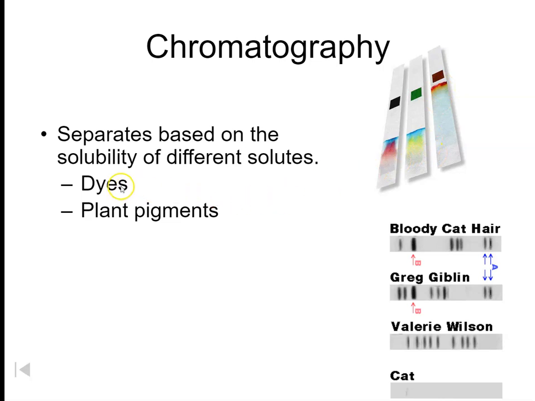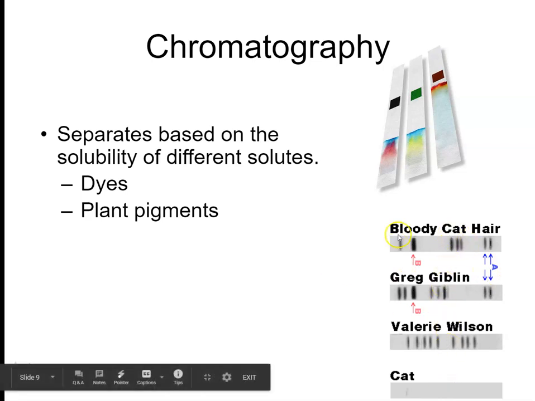So couple examples, dyes. So the dyes that we have in our food. So if we were extracting red 40 from an M&M, let's say, we could take some of that dye, put it on a piece of paper, use a solvent, and we could watch it migrate up the paper and it would separate out. If we were to do this with plant pigments, we would see the same thing. In plants, there's different pigments that can separate based upon their solubility. Chlorophyll, xanthophyll, those are just some examples of pigments that could separate out.